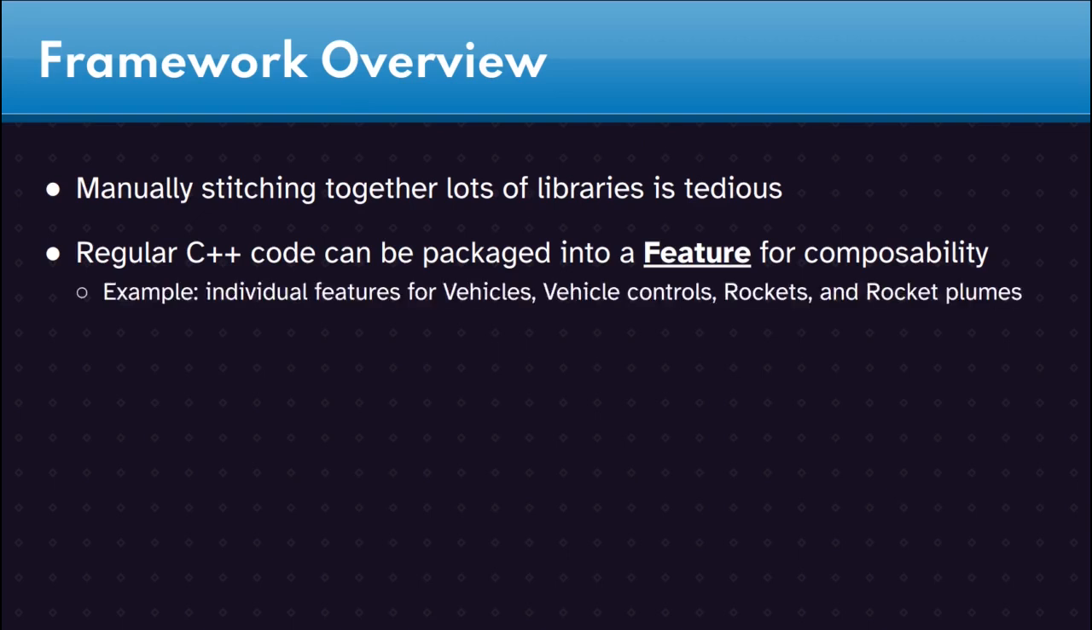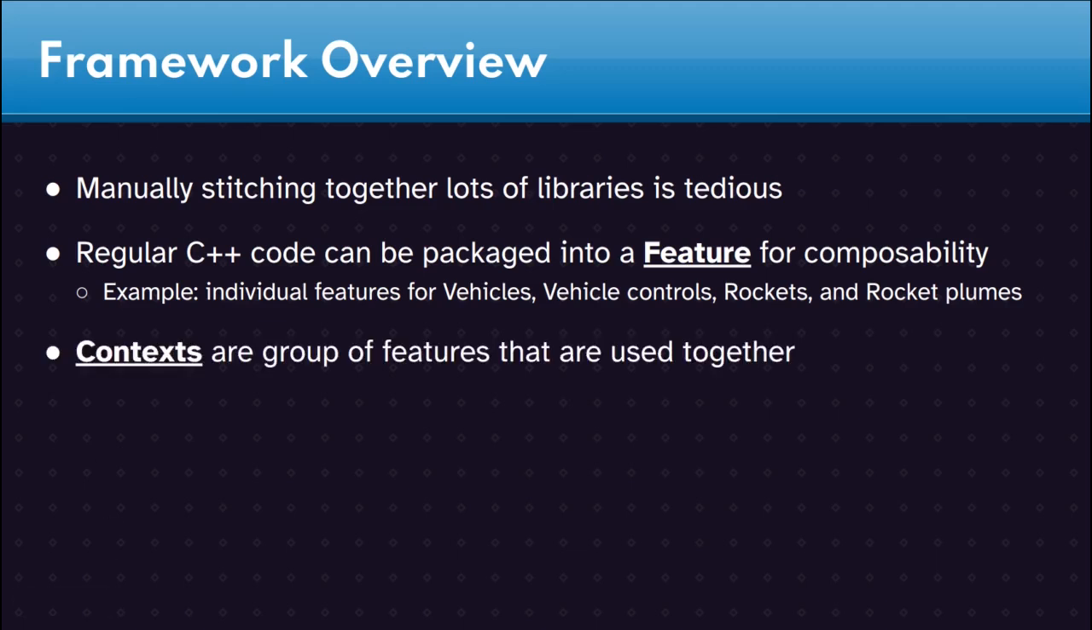We have individual features for things like vehicles, the vehicle controls, the rockets, and the rocket plumes. That is just an example. Well, it's not really a rocket plume system, it's more of a thrust indicator at the moment. If this was running on a player client, then we would need vehicle controls and rocket plumes, of course. But if this was a dedicated server, we don't need vehicle controls or rocket plumes, because there's not going to be any user input, and there's not going to be any window to render to. So a dedicated server will only need vehicles and rockets, and we have a way to just enable and disable them.